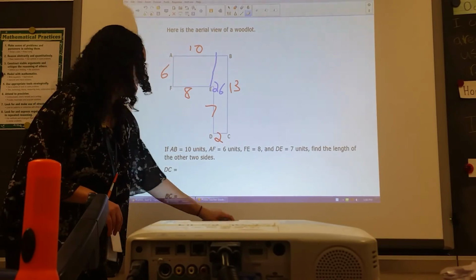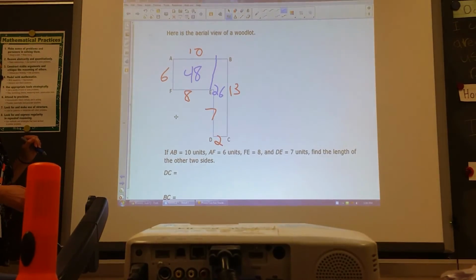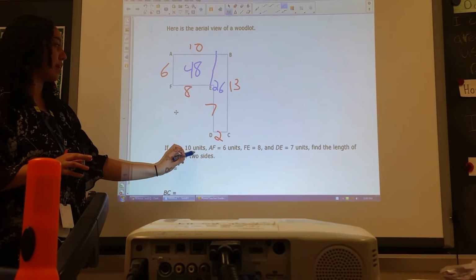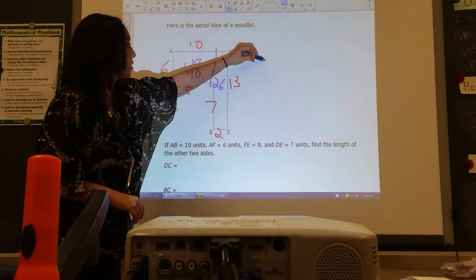See, I make mistakes in class all the time. Students are used to it. 8 times 6 is 48. We add those together, and we would get 74. And if we use the units they give us, so this one just says units, so it would be 74 units squared.